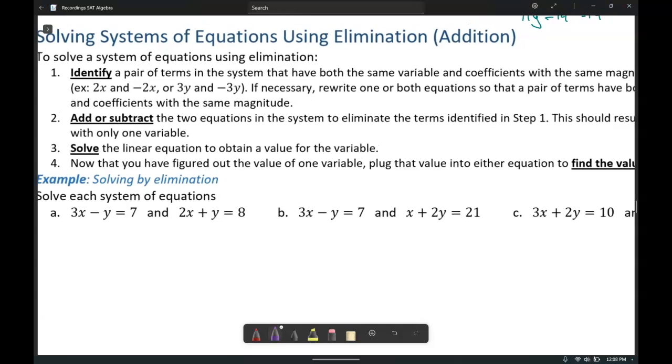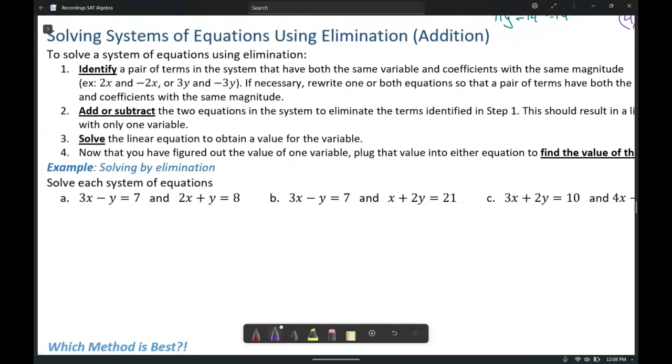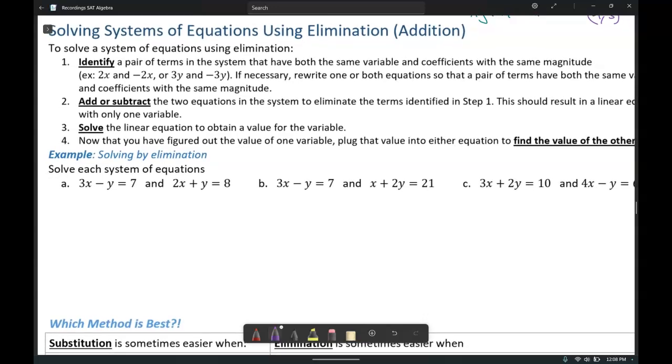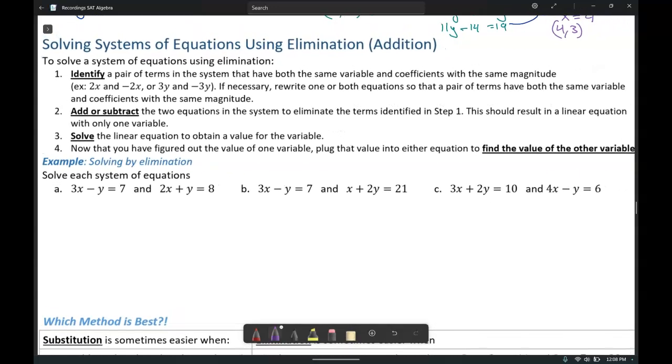The second method of solving a system of equations algebraically is using what's called the elimination or the addition method. The way this works is we want to first identify a pair of terms in the system that have the same variable and coefficients with the same magnitude, but opposite signs. An example would be 2x and negative 2x, or 3y and negative 3y.